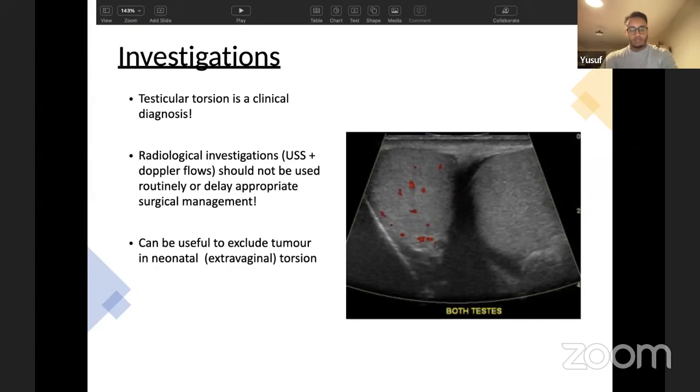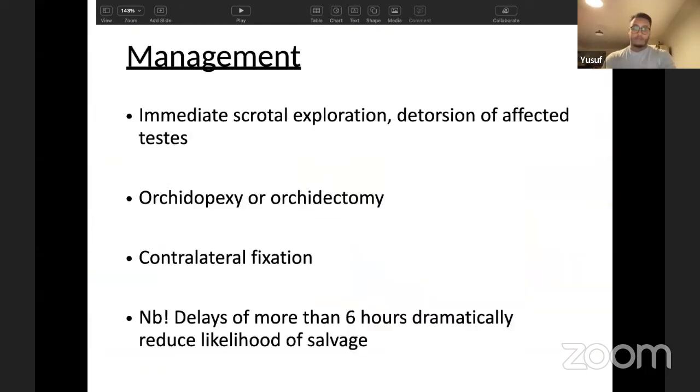So it's useful in the neonatal torsion because you want to exclude a tumor as the underlying pathology that might have caused this testicular torsion. But if you're fairly certain from a good history and a good clinical examination that the patient has torsion, then you need to proceed to surgical management.